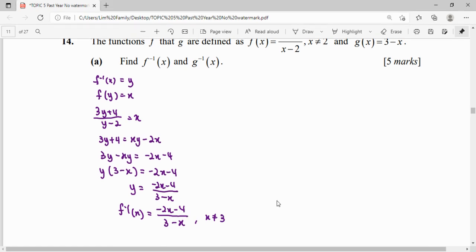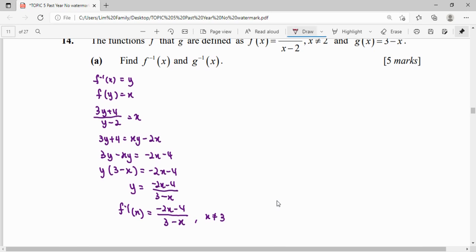Then we are going to continue to find our g inverse. So let g inverse x equal to y, so g(y) equals x. So substitute g(y) equals 3 minus y, so negative y equals x minus 3. So move the negative 3, and we get 3 minus x.